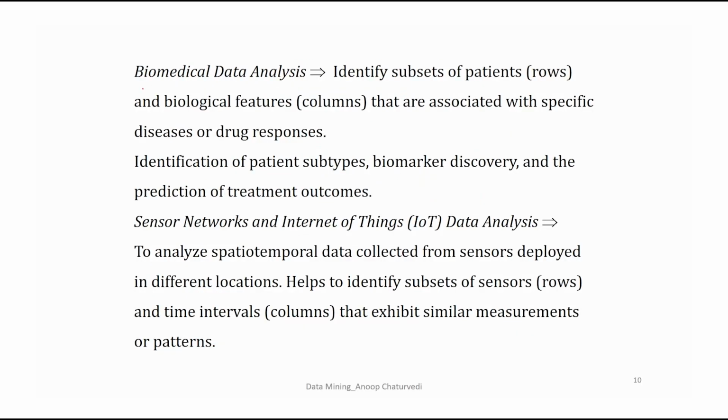Then for biomedical data analysis, say you identify subsets of patients and biological features that are associated with the specific disease or drug responses. So you have observations on different biological features, and then you also have different patients for which you have the observations on biological features.